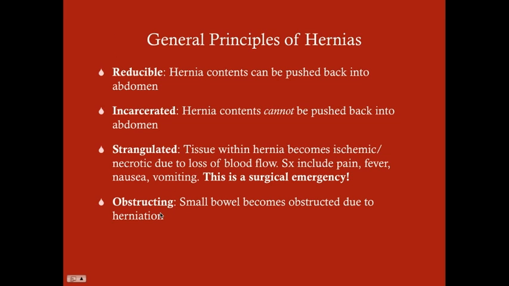An obstructing hernia is where you've got the small bowel that's in your hernia loop, in your hernia sac, but what can happen is that the small bowel can kink while it's in that sac in such a way that food products cannot get through the small intestine. And if that is the case, then you have a small bowel obstruction. And so this would just be a small bowel obstruction secondary to herniation.